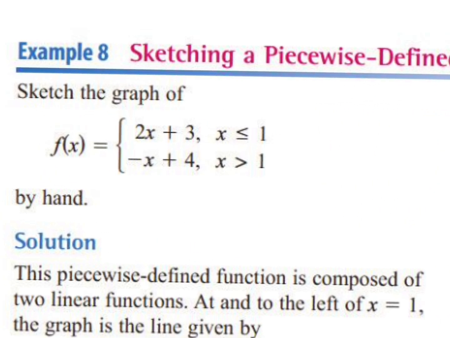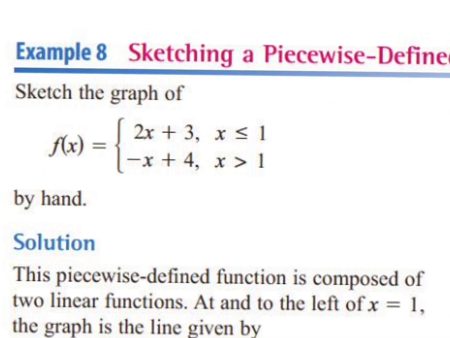So this is what a piecewise function looks like. What is f of x a fancy way of saying? Y. Okay. So this is y equals, right? Y equals, and then you have two different equations. 2x plus 3 and negative x plus 4. What shape do both of those make?